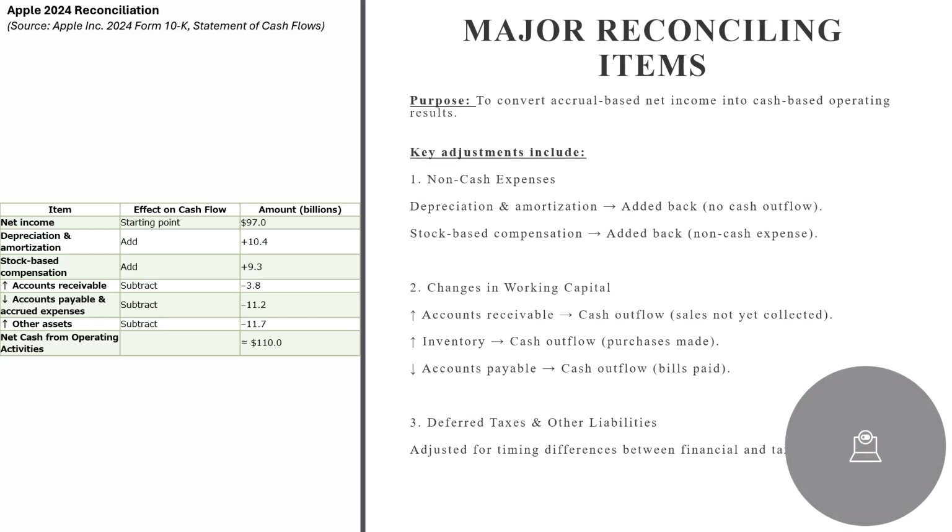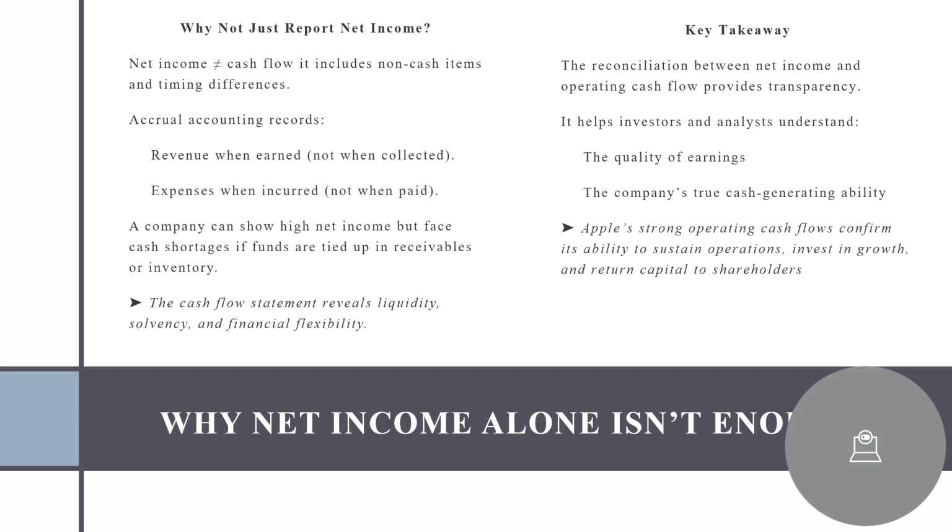Reconciliation adjusts net income to cash flow by removing non-cash items and timing effects. This adds back non-cash expenses: depreciation, amortization, and stock-based compensation. Working capital changes, where increases in receivables or inventory use cash and decreases in payables reduce cash. Deferred taxes and liabilities reflect timing differences between accounting and tax reporting. Overall, it shows how accrual earnings translate into real cash generated from operations.